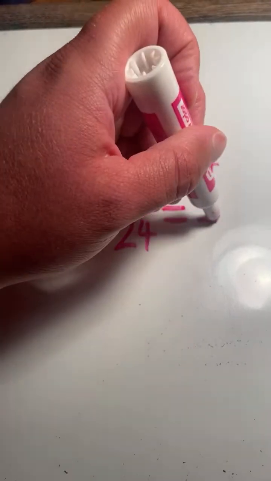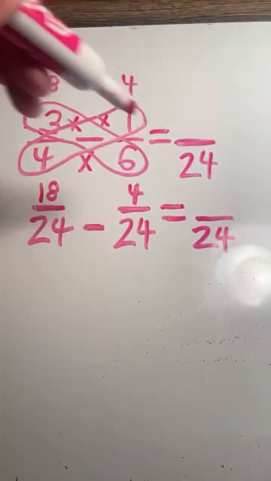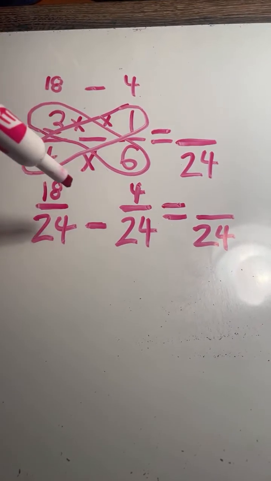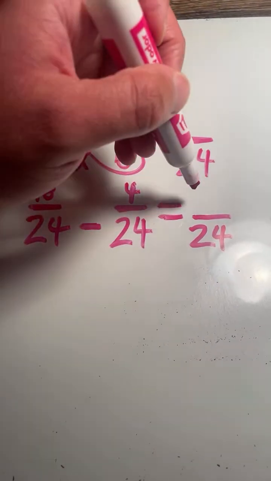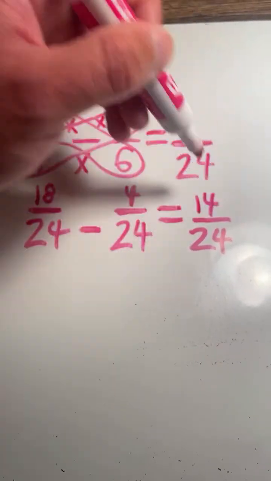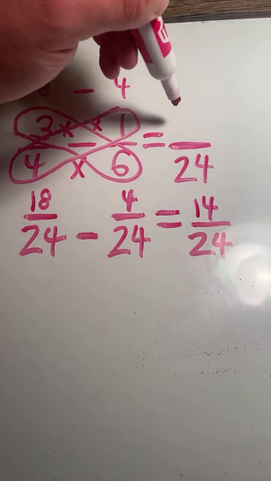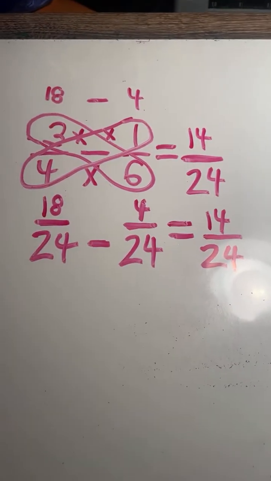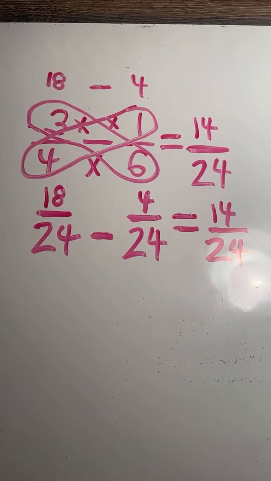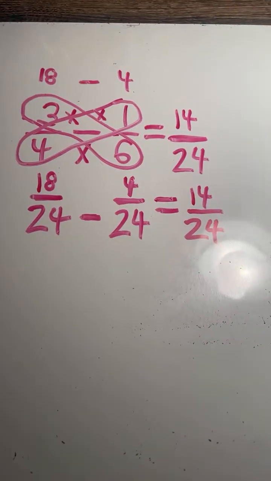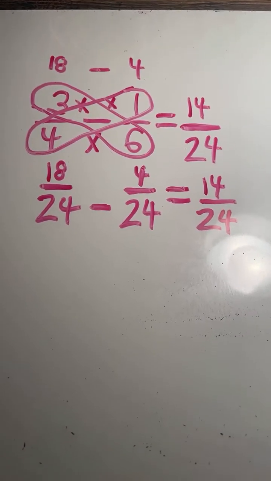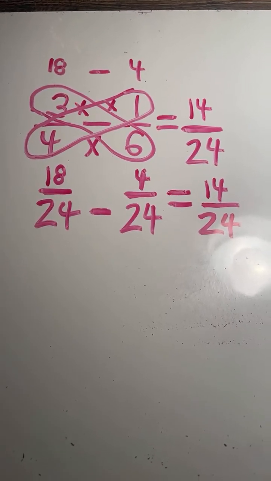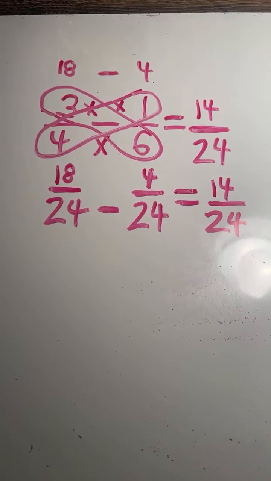Now that we have a common denominator, we can now subtract our numerators. So 18 minus 4 equals 14. And we have our final answer. 3/4 minus 1/6 equals 14/24. Again, answer is not in lowest terms. On a separate live stream, I will probably reduce all of these answers or most of these answers to lowest terms. But 14/24 is our answer.